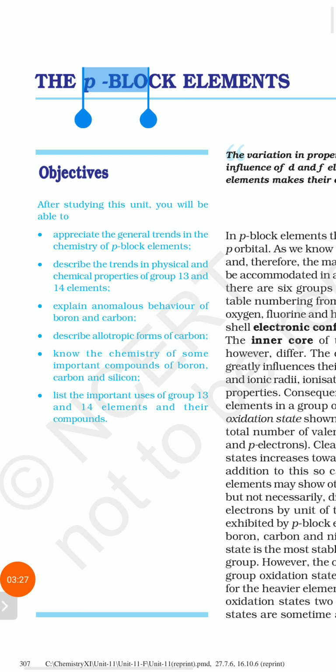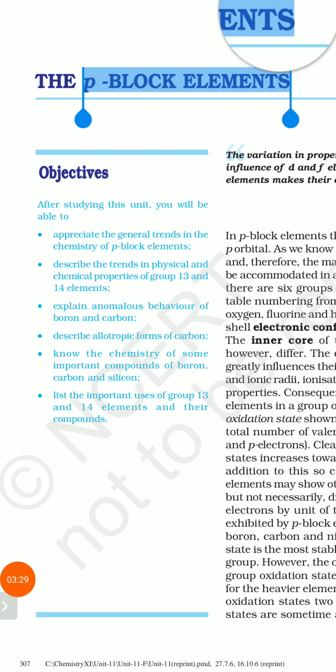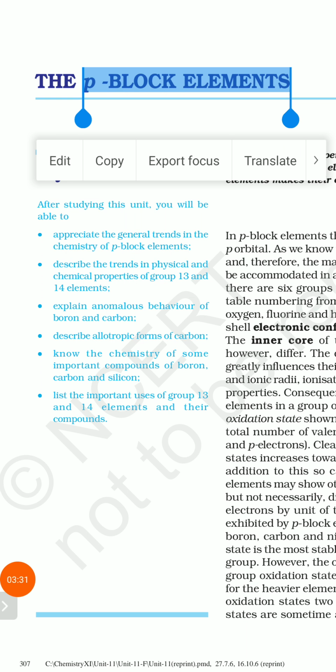So first of all, see P block elements. How are we going to define P block elements? Totally, how many blocks are the elements classified into in the periodic table? Four blocks of elements. What are they? S block elements, P block elements, D block elements, and F block elements.